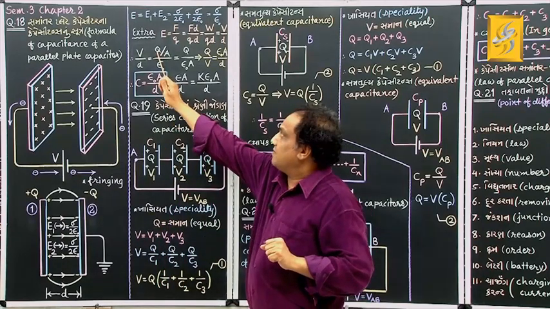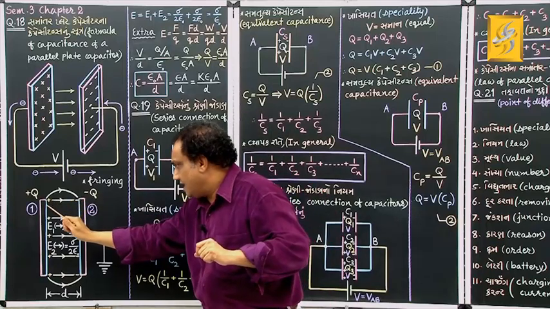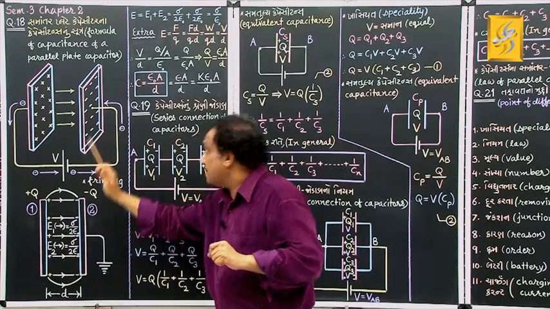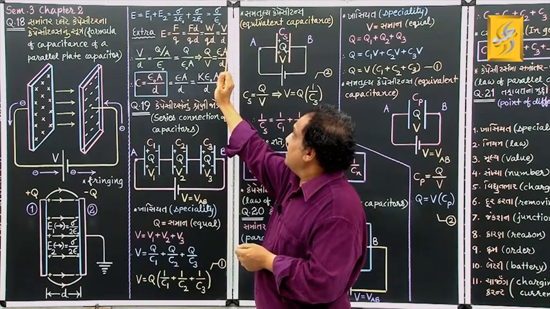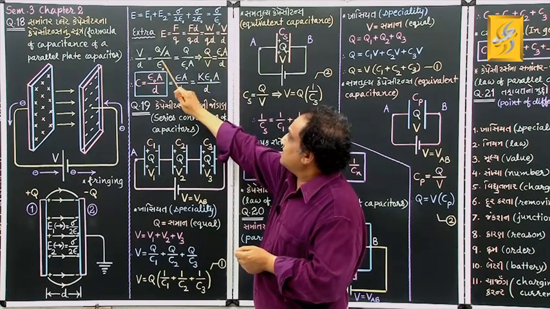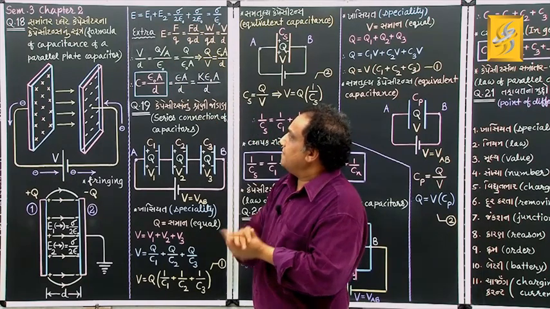So, total charge is capital Q on this face, and total area of this face I am taking capital A. Capital Q upon capital A, correct? And divided by epsilon 0 as it is. Epsilon 0 as it is, okay?